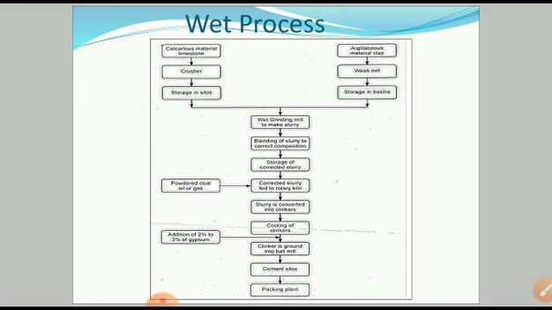Finally, the corrected slurry is stored in the final storage tanks and kept in a homogeneous condition by the agitation of slurry. Then the corrected slurry is sprayed on the upper end of the rotary kiln.